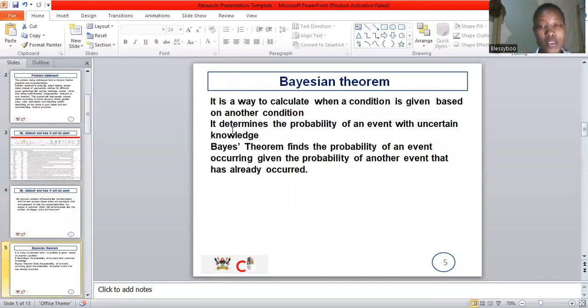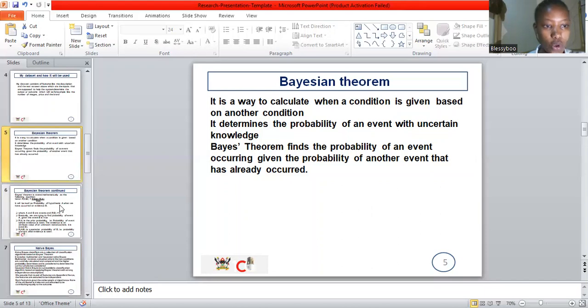So let me talk more about Bayes' theorem. It is a way to calculate when a condition is given based on another condition, meaning a certain condition has to occur for the other condition to occur. It determines the probability of an event with uncertain knowledge. Bayes' theorem finds the probability of an event occurring given the probability of another event that has already occurred, as I already explained above.